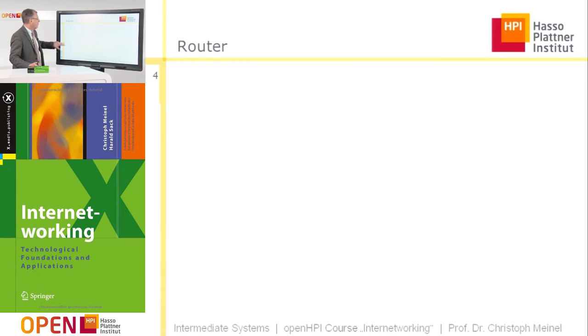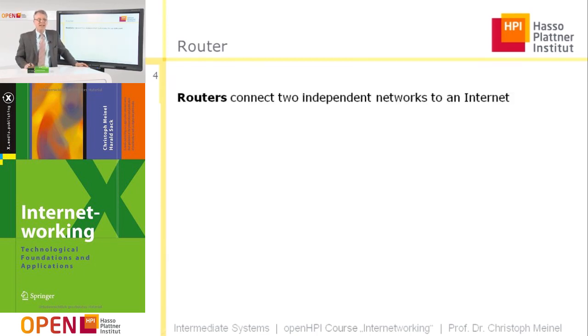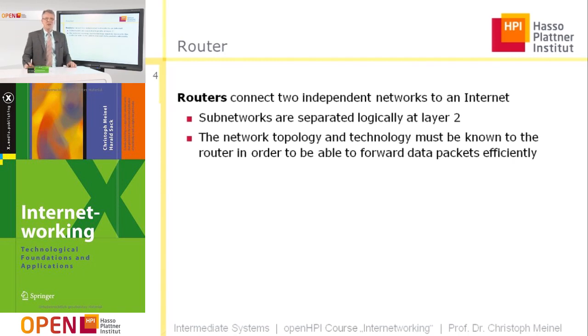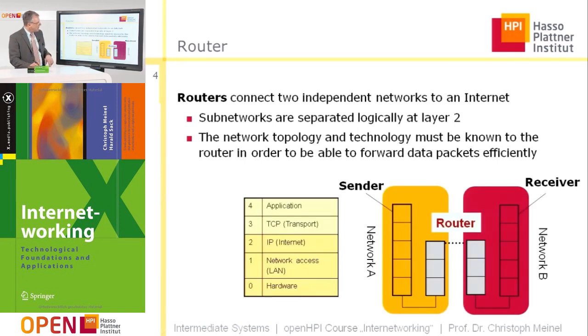More advanced are routers, and routers are associated with the next layer, the internet layer. Routers may connect independent networks to an internet. So it's no longer like in the case of bridges and switches, where segments of the same local area network technology are connected. Now routers are able to interconnect independent network technologies to a network. So they separate subnetworks at protocol stack layer 2. Network topology and technology must be known to the router, otherwise a router is not able to forward the packet and make this transformation. In this way the router acts on the IP layer of the TCP/IP protocol stack.